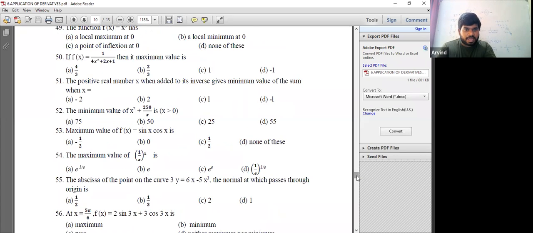The positive real number x, when added to its inverse, gives minimum value. Gives minimum value when x is equal to what?